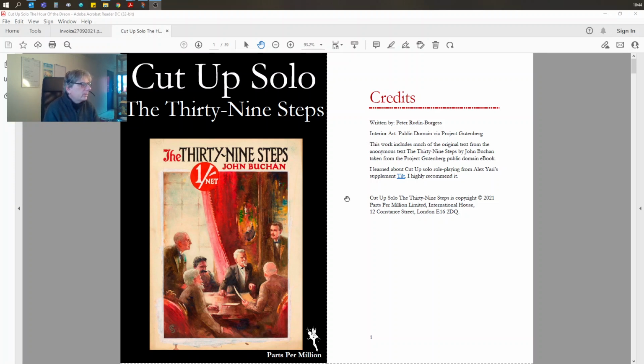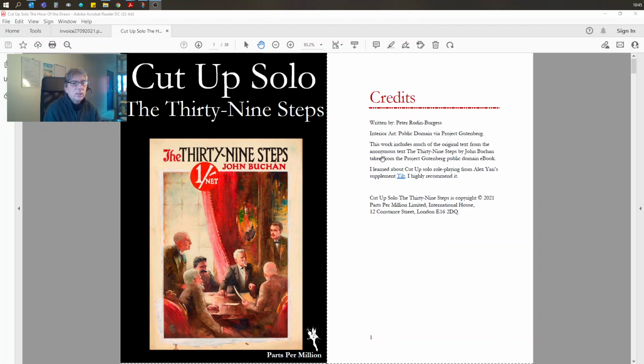So, what you're looking at here is the PDF version of Cut Up Solo, the 39 Steps. Now, what was immediately interesting for me doing this is that it's the first cut up book that wasn't inspired by me wanting to play in a particular genre. This is somebody coming to me saying, could you do one based upon this novel? And if there's anyone out there that wants me to do a cut up treatment of a particular public domain text or book, then please let me know and I'll happily fit it into my production cycle.